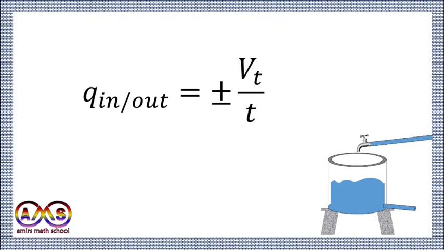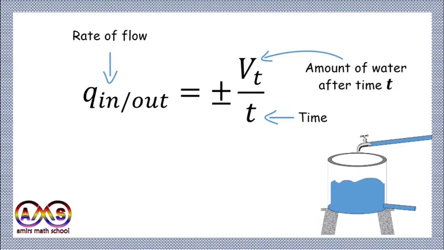So Q in or Q out equal to plus minus Vt divided by T. Here, this Q in or out is the rate of flow, this T is the time, and this Vt is the amount of water after time T within the tank, and this plus minus is sign for the flow in or flow out. In case of flow in, the sign is positive, and in case of flow out, the sign is negative.